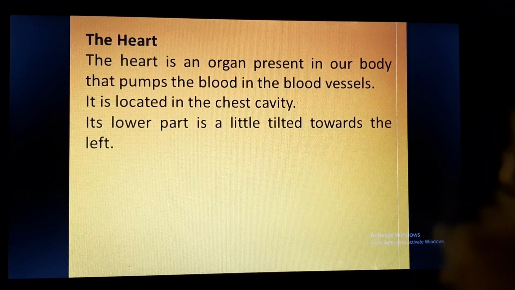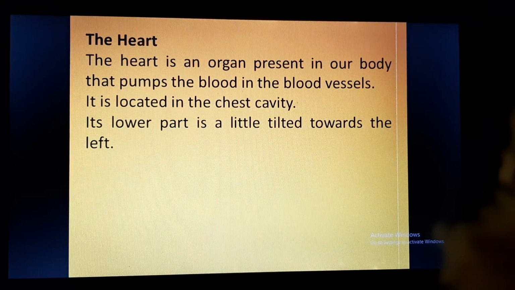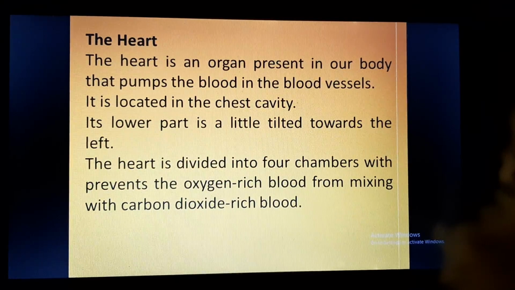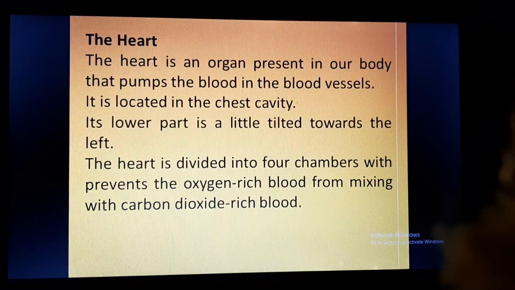So, where is heart located? Heart is located in the chest cavity. The lower part of the heart is little tilted towards the left side. The human heart is divided into 4 chambers. Why these 4 chambers are required? The chambers are made so that the oxygen rich blood is prevented from mixing with the carbon dioxide rich blood.